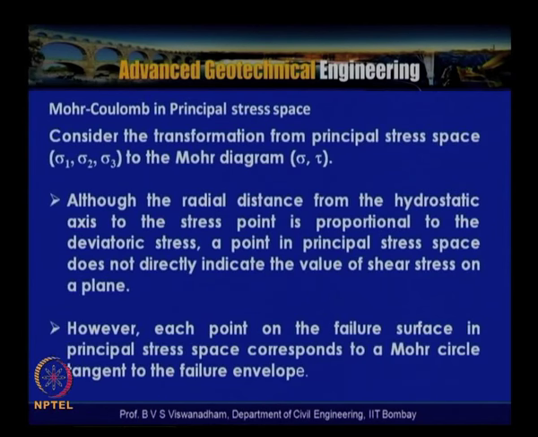Now consider the transformation from principal stress space, sigma 1, sigma 2, sigma 3, to the Mohr diagram, sigma tau. Although the radial distance from the hydrostatic axis to the stress point is proportional to the deviatoric stress, a point in principal stress space does not directly indicate the value of the shear stress on a plane. However, each point on the failure surface in principal stress space corresponds to a Mohr circle tangent to the failure envelope.